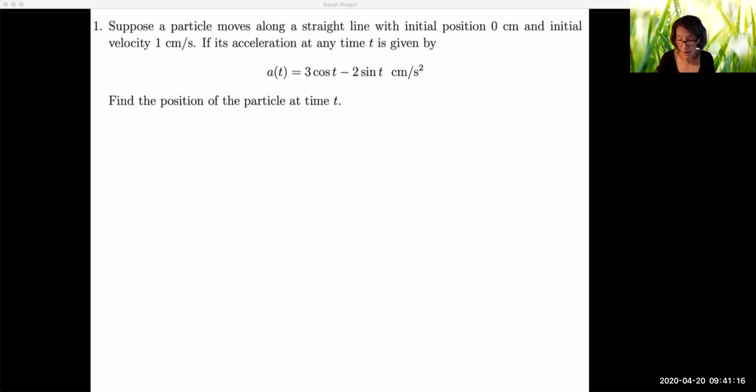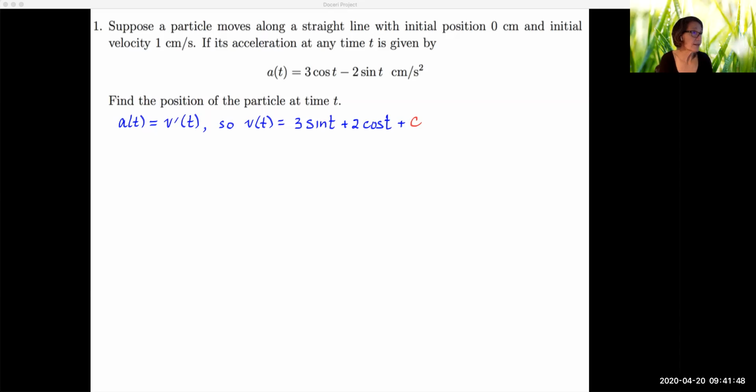So let's try it. So the acceleration is the derivative of the velocity. So a of t is equal to v prime. So v, the velocity function, should be the antiderivative of the acceleration. So let's try 3 sine t plus 2 cosine t plus c. So let's see if that works.